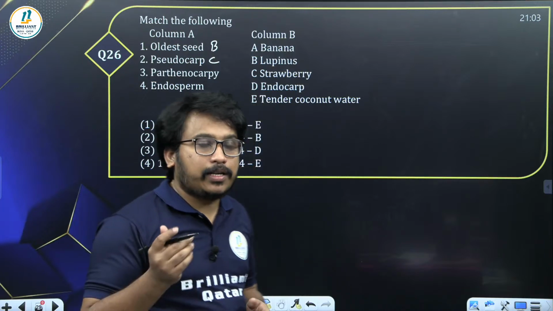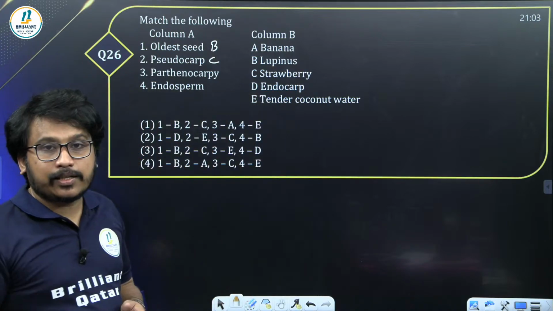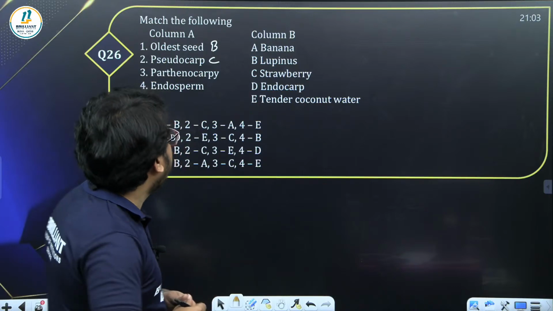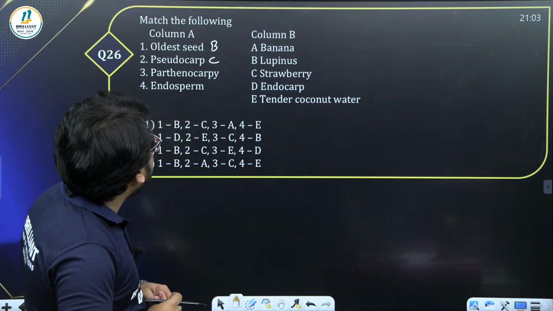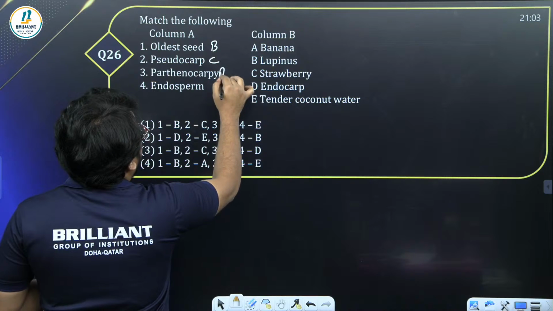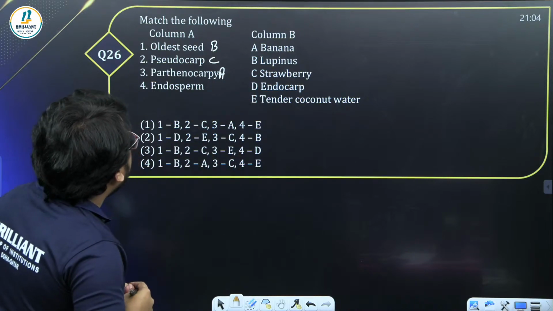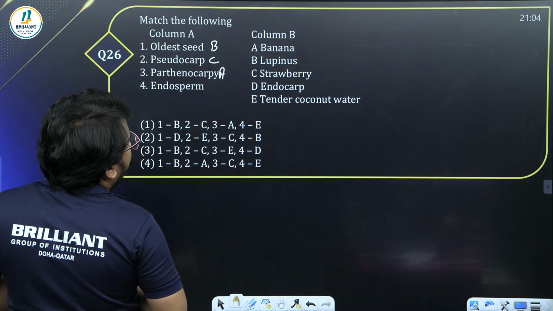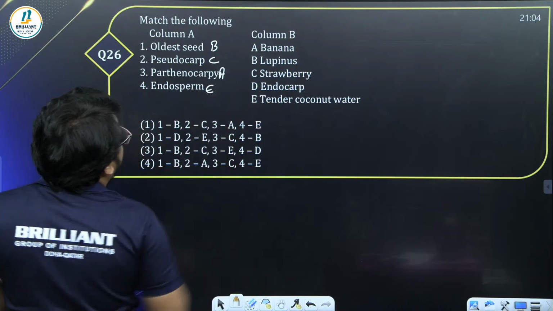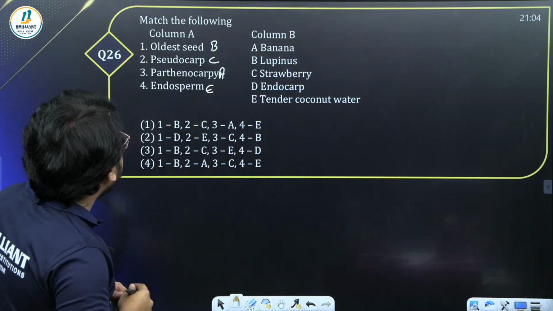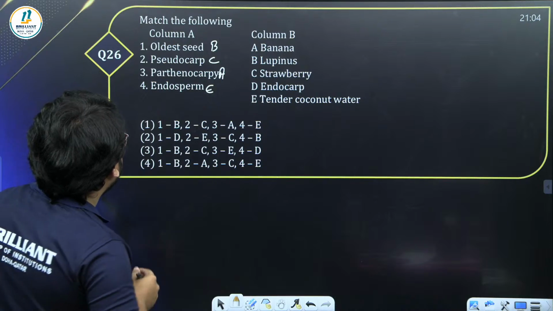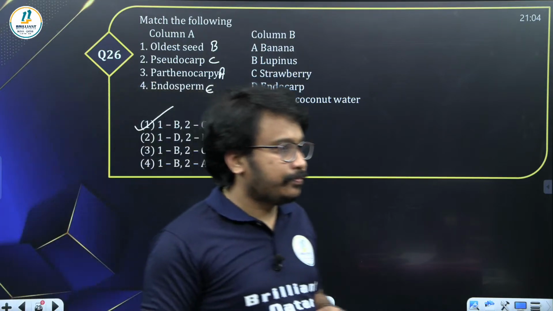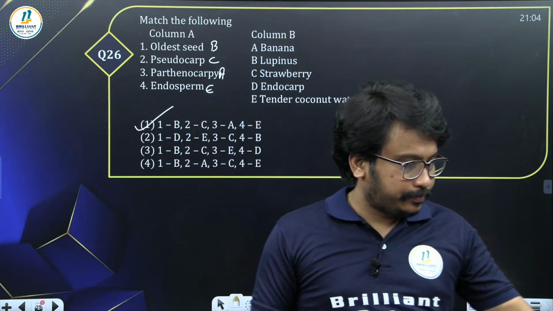Banana as well as some seedless orange, grapes, etc. You can see it is induced by some hormones. So here parthenocarpy, example banana. Then endosperm, tender coconut water, that is an example of endosperm. BCAE. So this is the answer. Hope you got it. Clear?